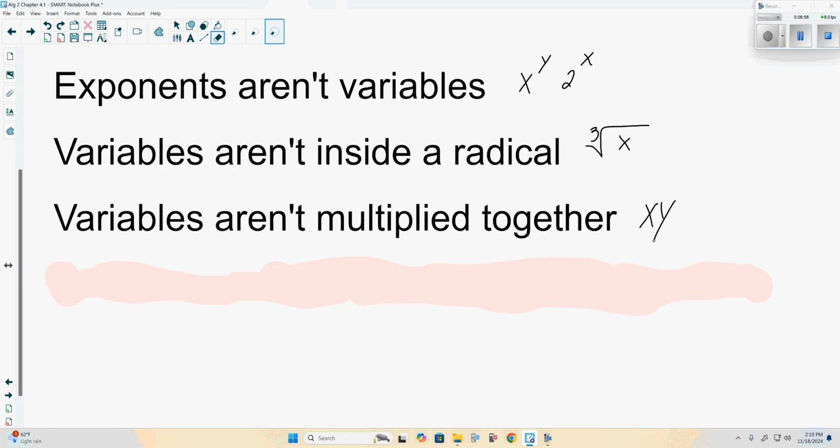We can't have different variables being multiplied together. We can't have x times y. x times x is fine because x times x is just x squared. We can't have two different variables being multiplied together. We can't have x times y.